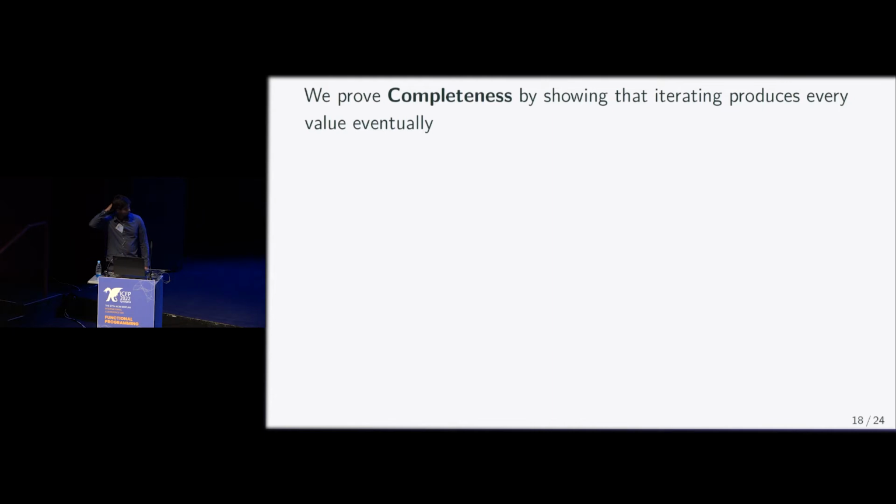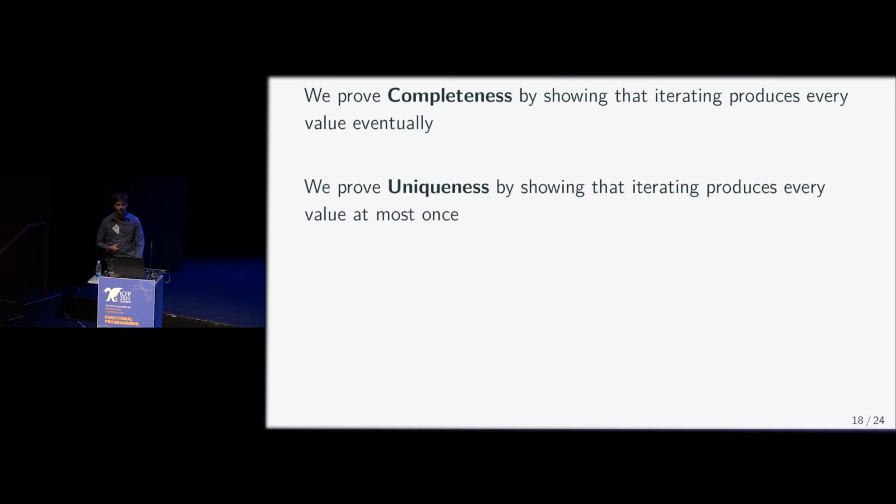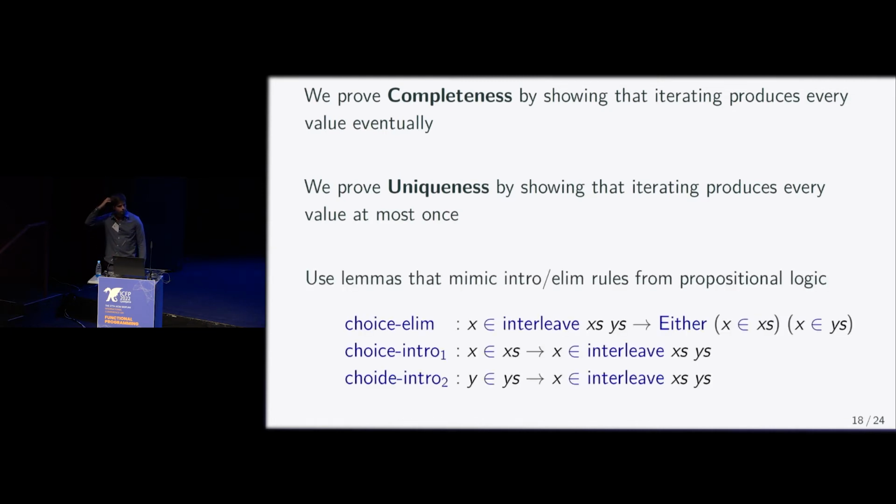So now that we have this generic enumerator, how do we go about proving its correctness? Recall that for completeness, we need to show that iterating produces every value eventually. And for uniqueness, we need to show that iterating produces every value at most once. And as it turns out, to prove these things, we have to show lemmas that mimic the introduction and elimination rules from propositional logic. And there's a brief example of that here.